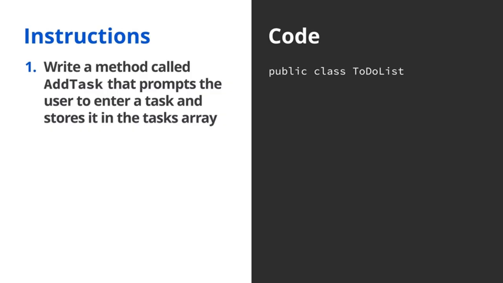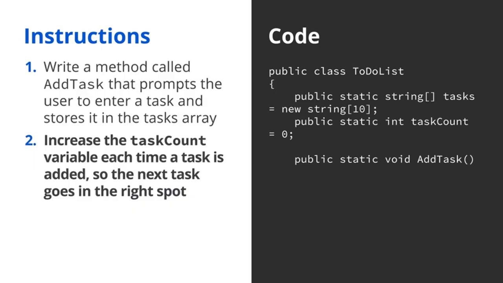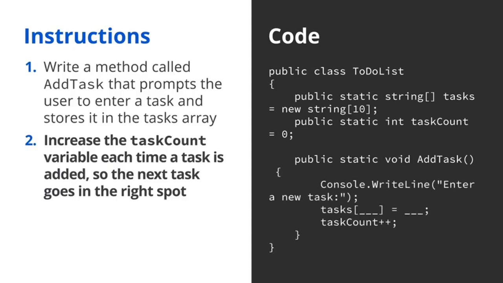Remember, arrays start at index 0, so the first task will be stored in tasks[0], the second in tasks[1], and so on. After each task is added, we increase taskCount by 1 to make sure the next task goes into the next available spot. This ensures that every new task is added to the right spot and we don't overwrite any existing tasks. The taskCount variable helps us keep track of how many tasks have been added and where the next one should go.